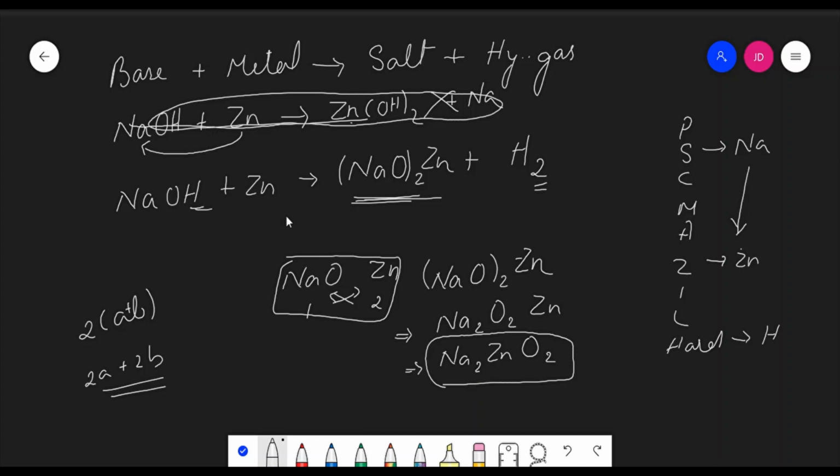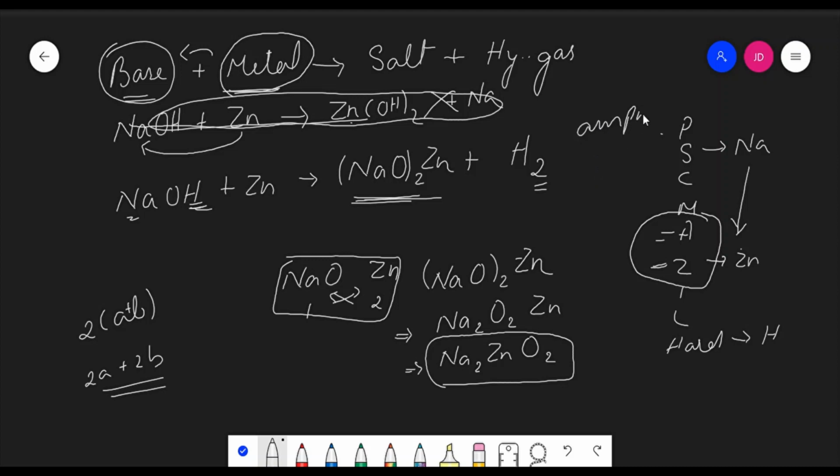So here what we see is, when base reacts with metal, it does not kick away the metal from the base, but it kicks away the hydrogen from the base to give us hydrogen gas. Here one main point is there. All metals cannot react with base. From this list, only two metals can, zinc and aluminium. Why zinc and aluminium can react, we'll get it in chapter 3, something called amphoteric oxides, at that time we'll get it, okay?